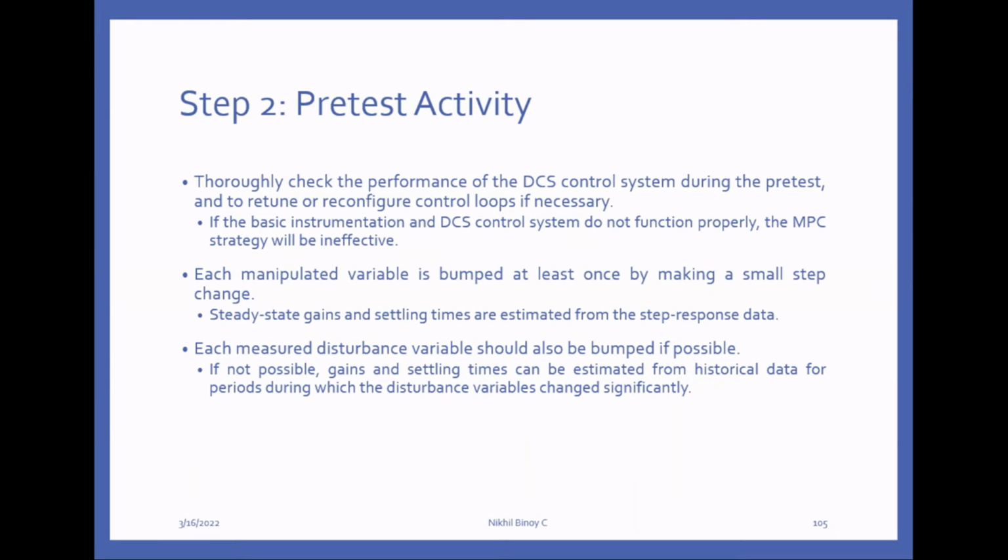If it is not possible, then by using the previous history we can find the steady state gain and the time constant. We can utilize the historical data if it is a disturbance. If it is a manipulated variable, we have to do some experiment.